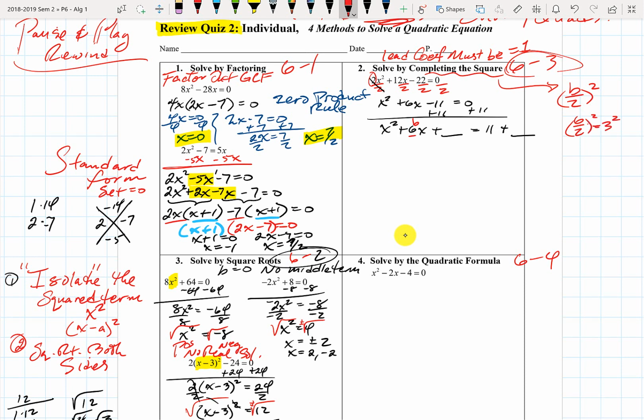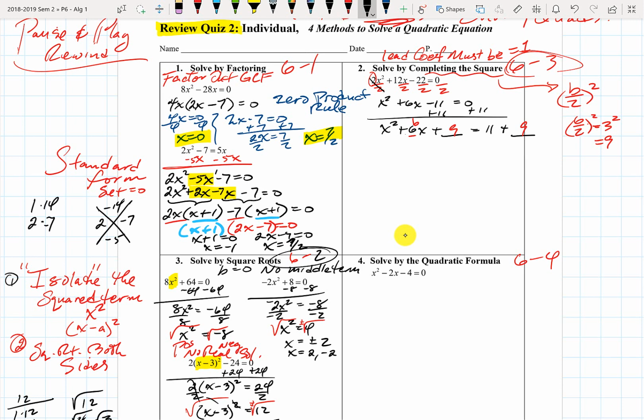So what is 3 squared? Well, it's 9. So you got to add 9 to both sides. Okay. I mean, in algebra, you got to be balanced. You got to add it to both sides. All right. And so 11 plus 9 is 20. And then you got to factor the left side because completing the square makes it factorable. That's the whole point of it. All right. It's a perfect square trinomial.